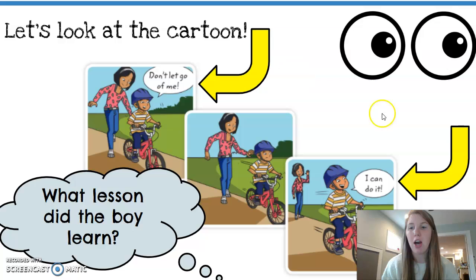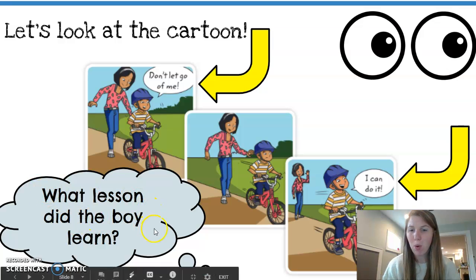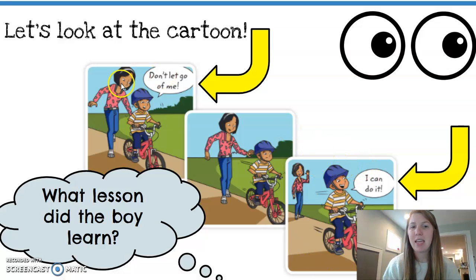Now let's read our thought bubbles. The first one says, "Don't let go of me." So he's begging her, "Don't let go." And then this one says, "I can do it." So, what lesson did the boy learn? I'm thinking here, he doesn't think that he can do something, right? He doesn't think that he can ride this bike by himself. But when she lets go of him, he is burst with energy like, "I can do it. I can do it." So, let's take a look.